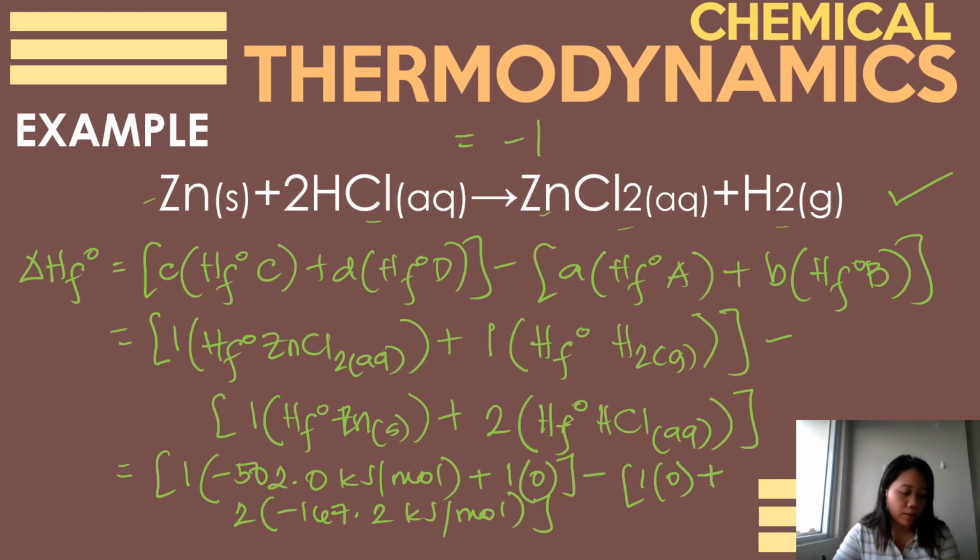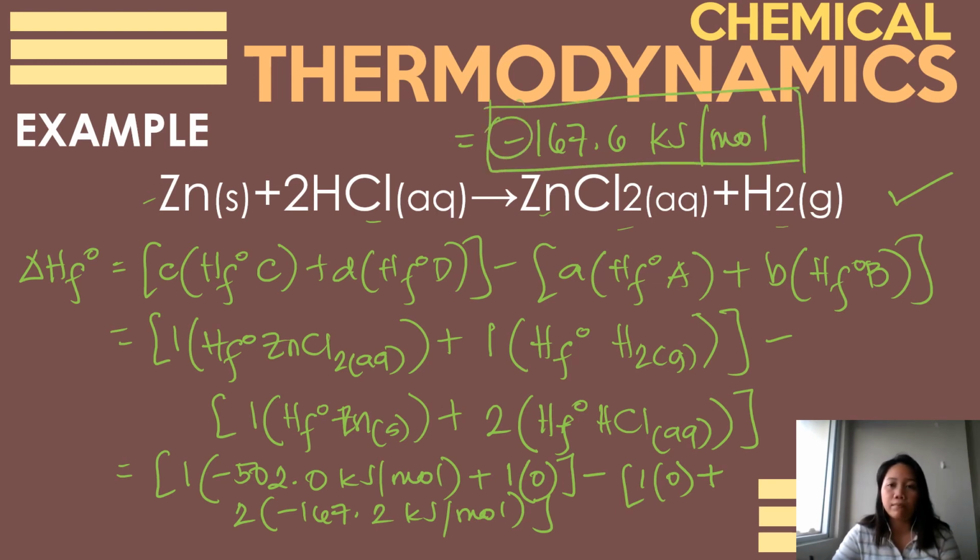Then all you have to do is the mathematics, and you will get a value of negative 167.6 kilojoule per mole. And if you take a look at the value, since it is negative, that means we are releasing energy. There is a release in energy. So that is how you are going to compute for the enthalpy.